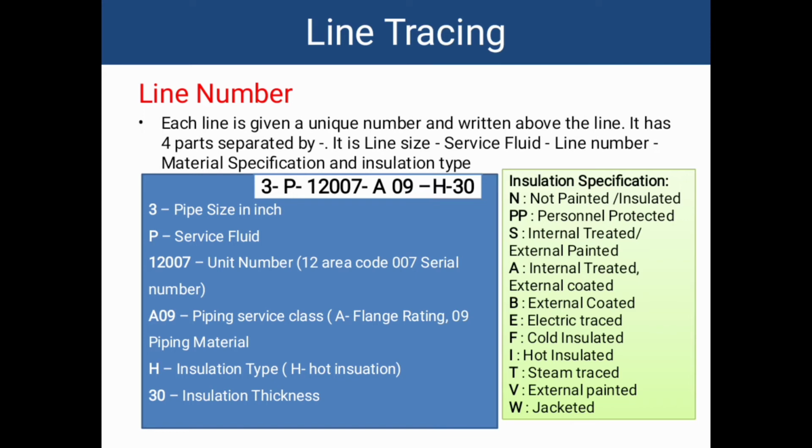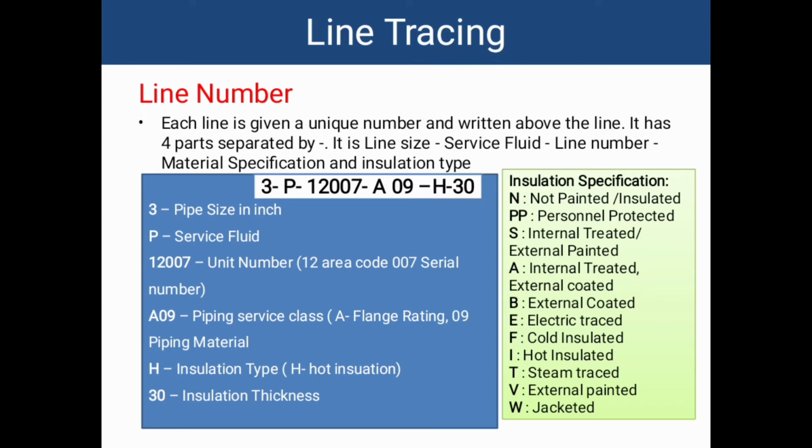Here the 3 denotes the size of the pipe. So 3 is a 3-inch pipe. P means service fluid. So what is the fluid? For what purpose is the pipe utilized? Whether it is a process fluid or cooling water or boiler feed water or utility fluid. So the second one is the service fluid details. Then 12007 includes the unit number and area number.